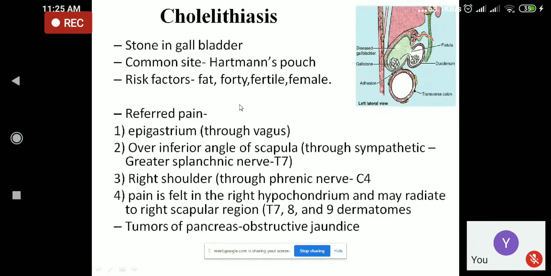The pain is referred to the epigastrium, and over the inferior angle of the scapula through the sympathetic and greater splanchnic nerve, and it refers pain via the phrenic nerve to the right shoulder. Pain felt in the right hypochondrium may radiate to the right scapular region due to the T7, T8, T9 dermatomes. Tumors in the pancreas also cause obstructive jaundice.